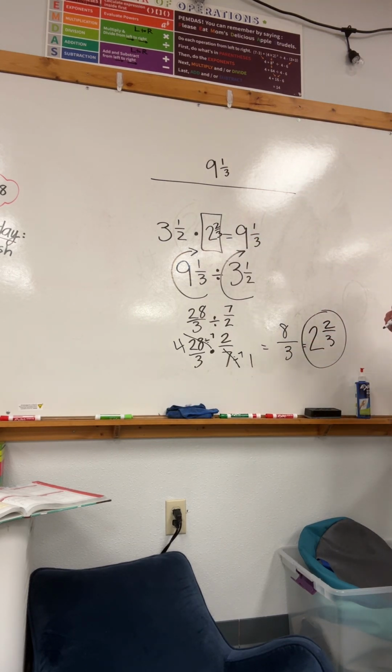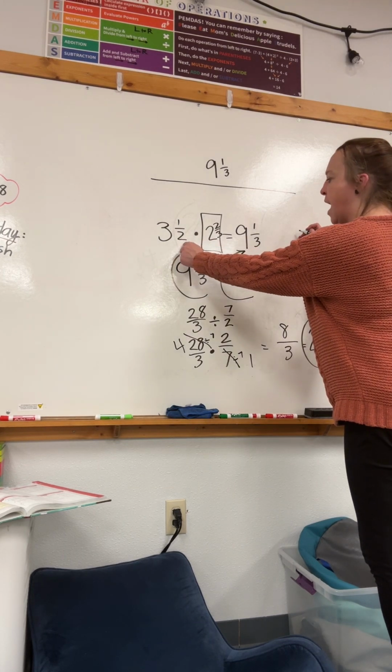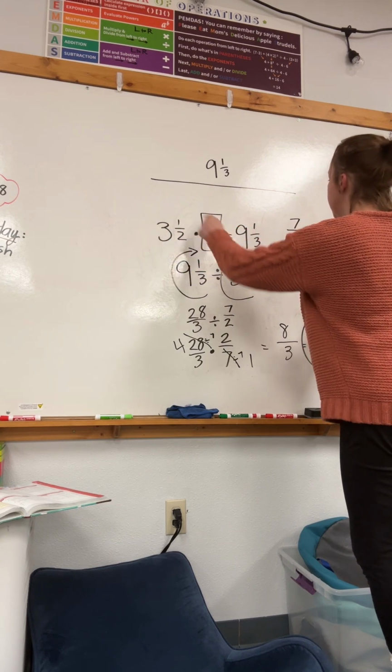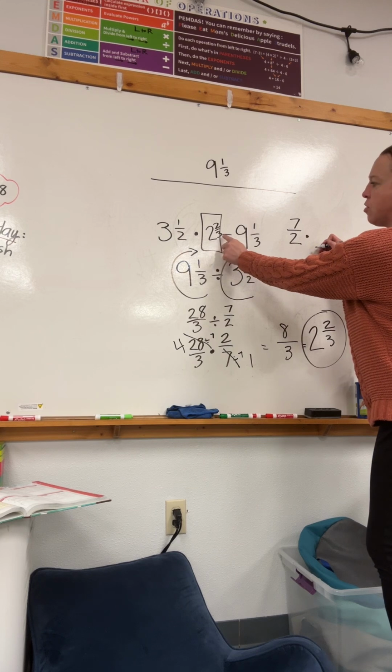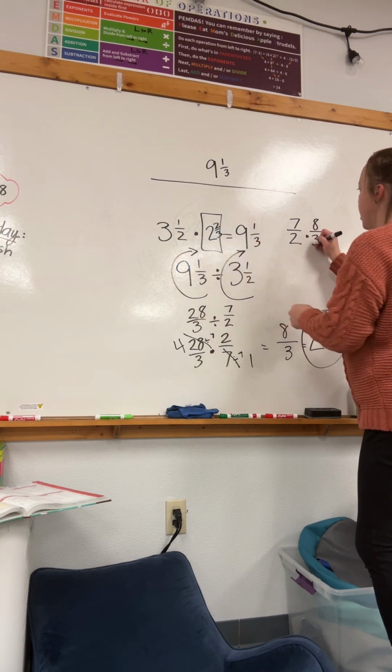Don't believe me? Let's figure it out. Let's see if it actually works. So we're going to go back here. We're going to say 3 1/2. So 6 plus 1 is 7. So 7 over 2 times 2 2/3. We're going to say 3 times 2 is 6 plus 2 is 8 over 3.